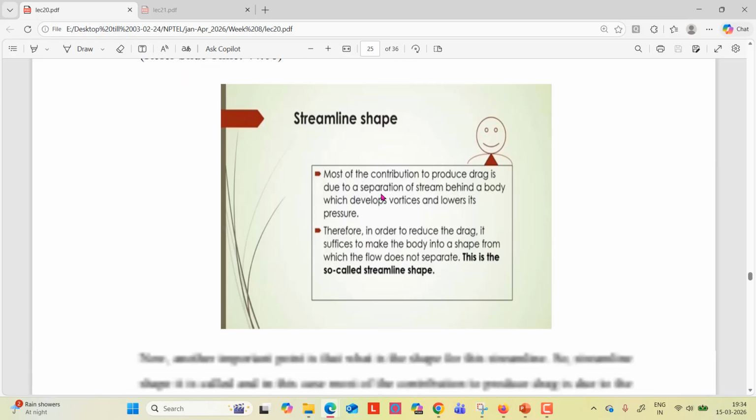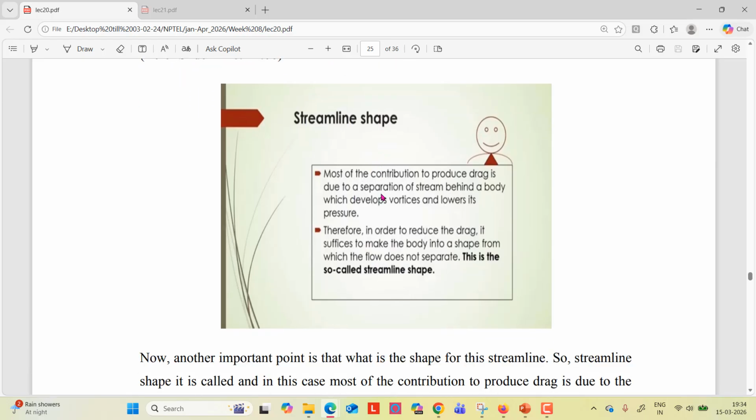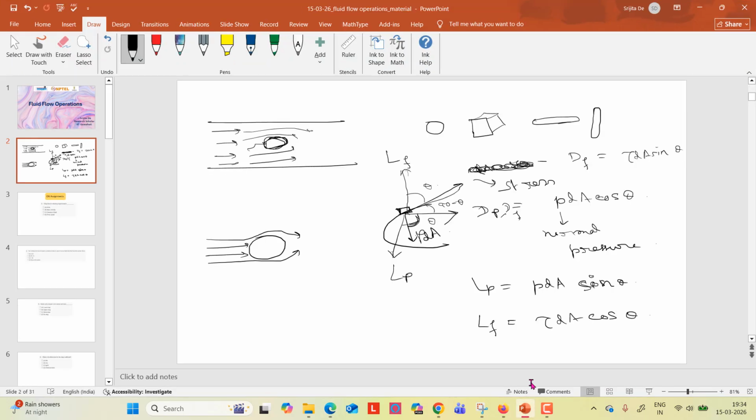So what is streamline shape? Most of the contribution to produce drag is due to the separation of the stream behind a body, right? Which develops vortices and lowers its pressure. Therefore, in order to reduce the drag, it suffices to make the body into a shape from which the flow does not separate.